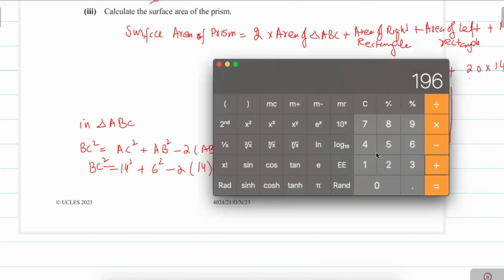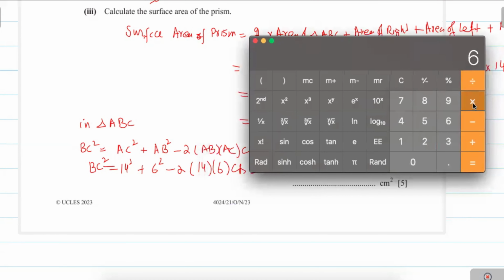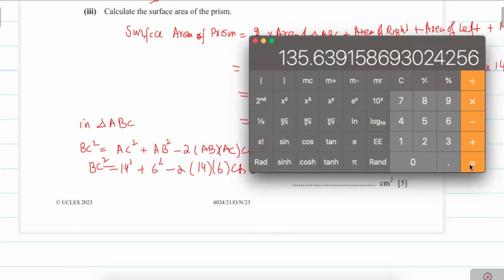BC square will be equal to 14 square plus 6 square minus 2 multiplied by 14 multiplied by 6 multiplied by cos 55. This will be equal to 135.6, and we take the square root, and the square root here will be 11.64.